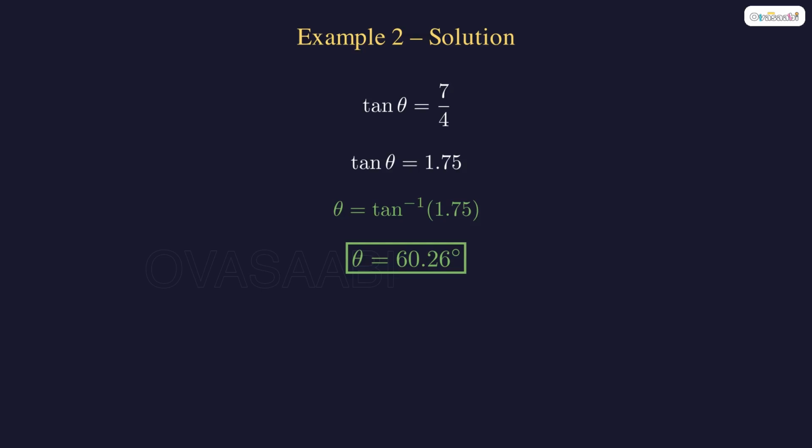Tangent theta equals 7 over 4, which is 1.75. Apply inverse tangent, press Shift then tan on your calculator. Theta equals 60.26 degrees.